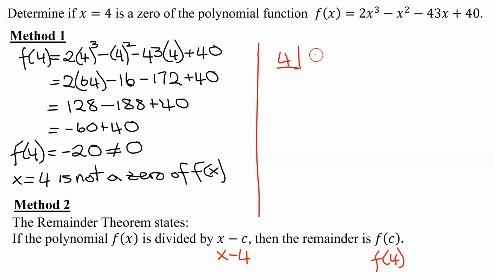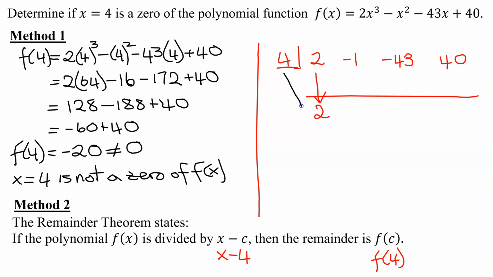So my first coefficient is a 2. For the x squared is a negative 1. For the x is negative 43. And my constant is 40. Leave a little room. And then bring down the first term. So bring down the 2 as is. Now you multiply 4 times 2, get 8, and write the answer here. Then add negative 1 and 8 and get positive 7.